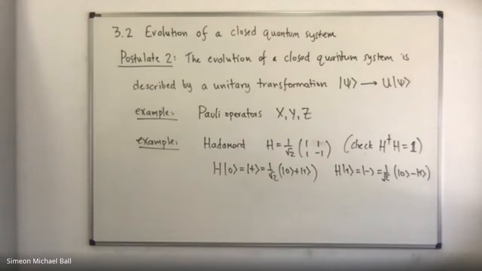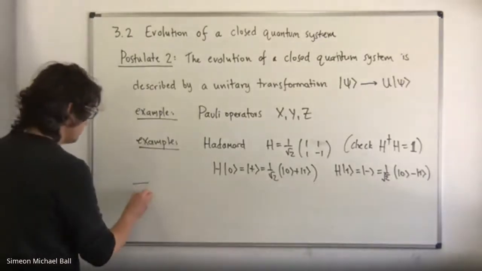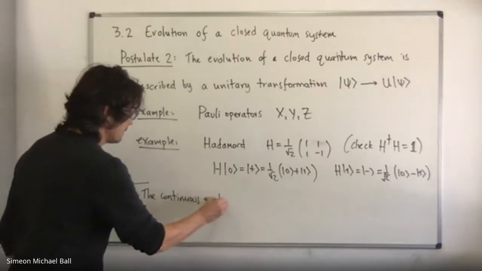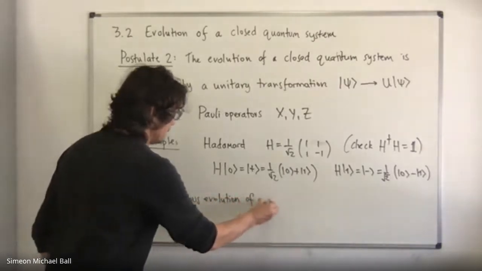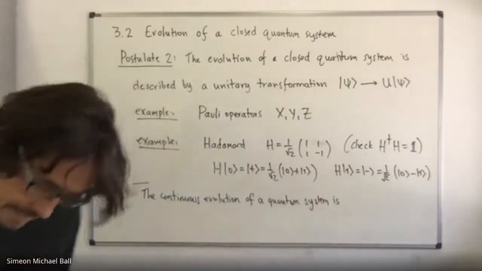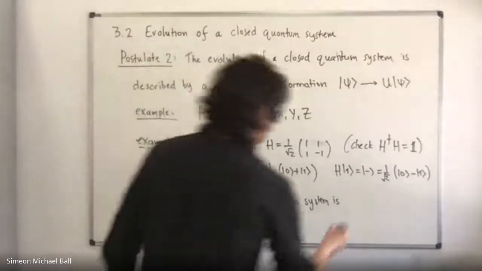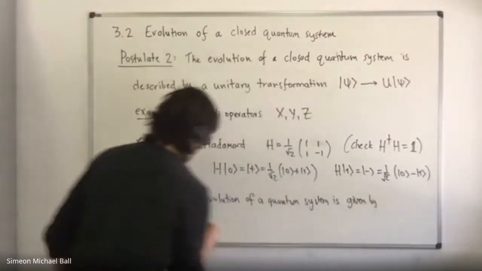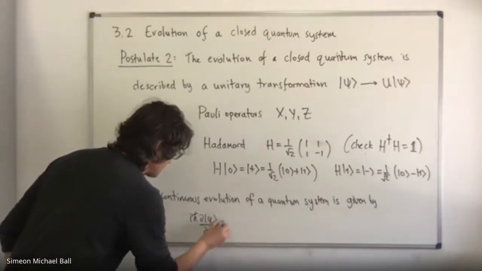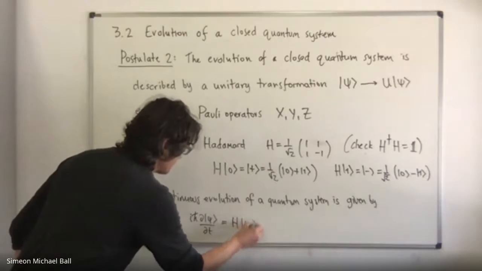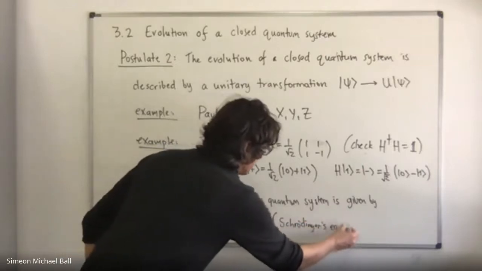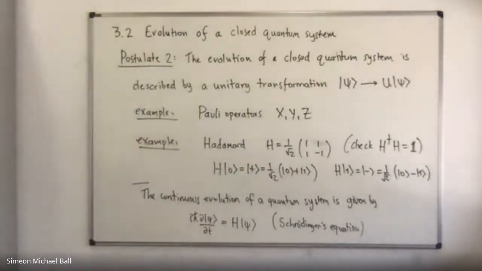Unfortunately, this H is not the H I'm about to write up. The continuous evolution of a quantum system is given by Schrodinger's equation, which is this.